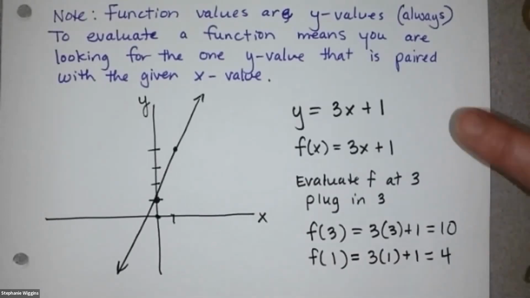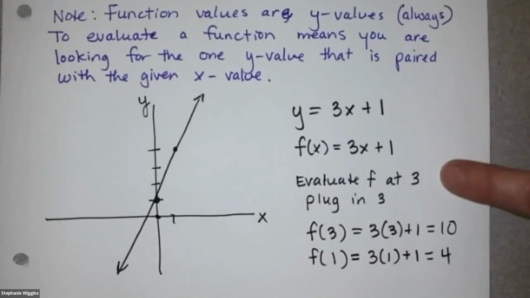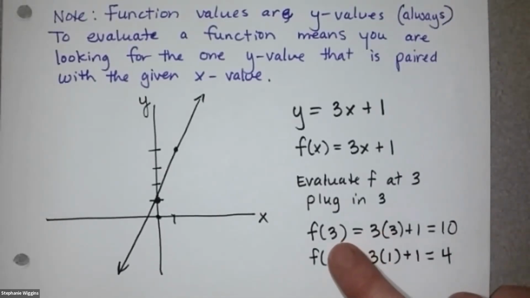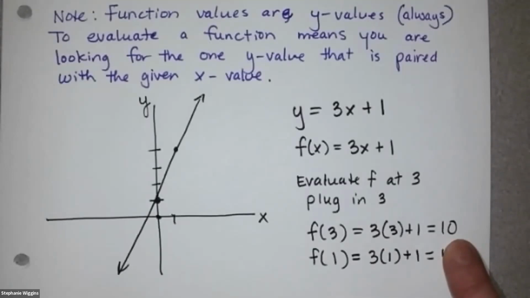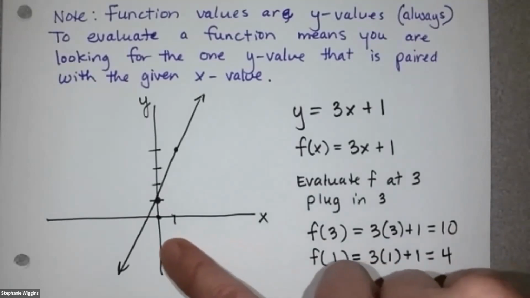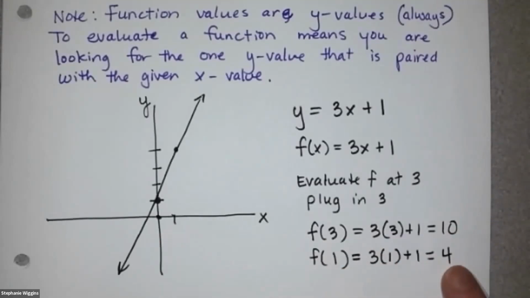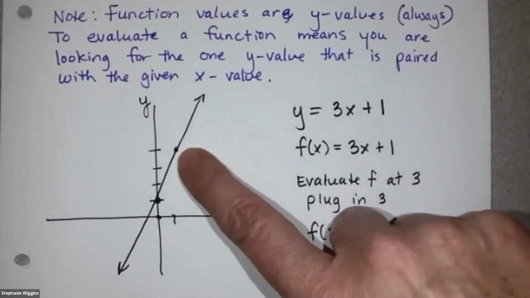Now, this is if you're given an equation, and this is how you evaluate. So I'm given 3, I'm finding the y value that goes with that x value. So the point (3, 10) is a point on the graph. Similarly, (1, 4) is a point on the graph right there.